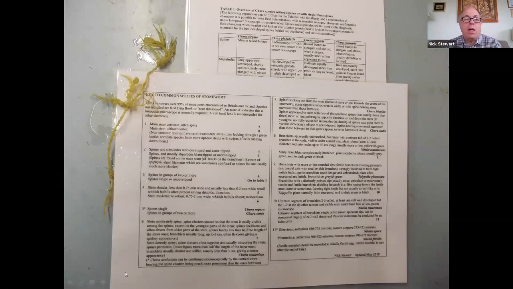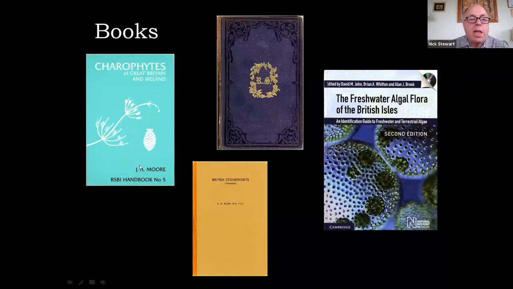Now, actually, if I go back a slide or a couple of slides, one other thing I was going to say about the Chara handbook is, you remember I was saying that in the Devonian there were spores that spiral to the right, but now they all spiral to the left. Well, in fact, on the cover of the Stonewort handbook, you do have a Devonian spore. You can see that it's spiraling to the right.